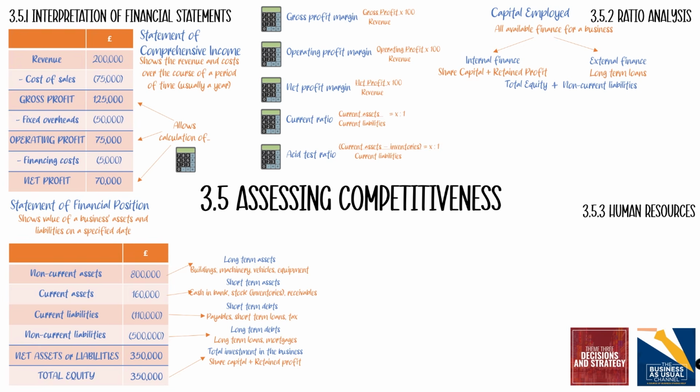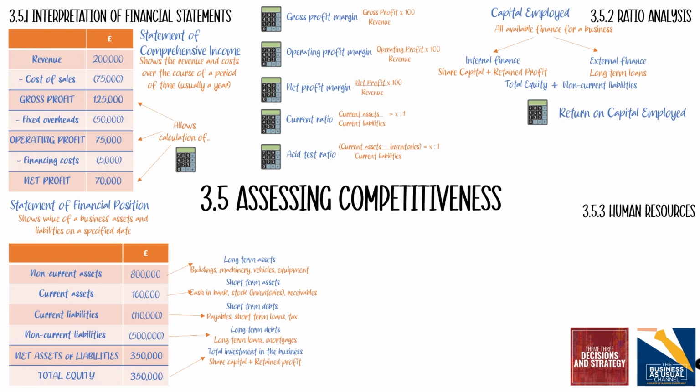So you can learn these next two formulas as over capital employed, or you can learn them as over total equity and non-current liabilities. I just think if you're going to understand what these words mean, then you may as well understand what capital employed is. Internal and external finance added together. Total equity plus non-current liabilities. So these are the two formulas.